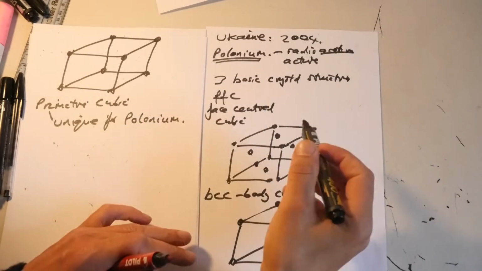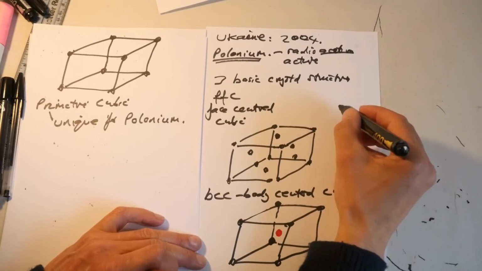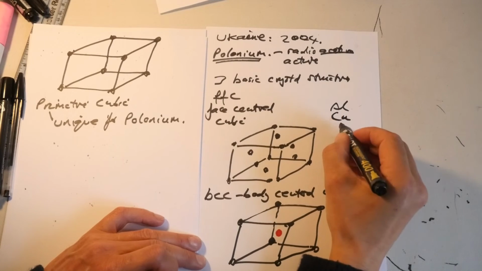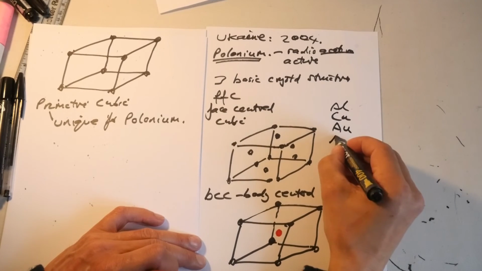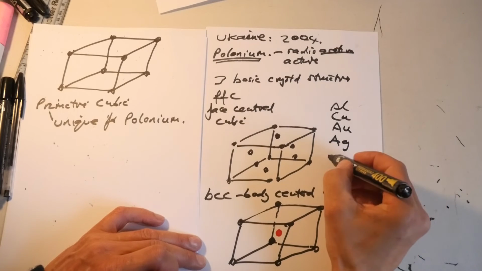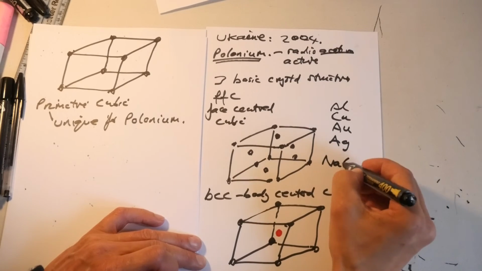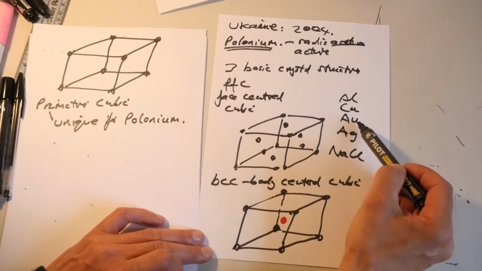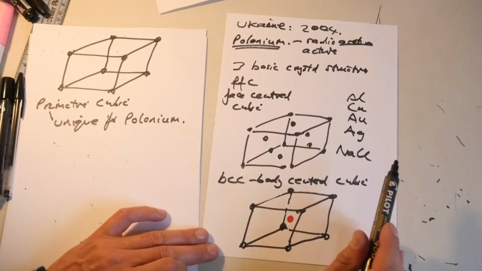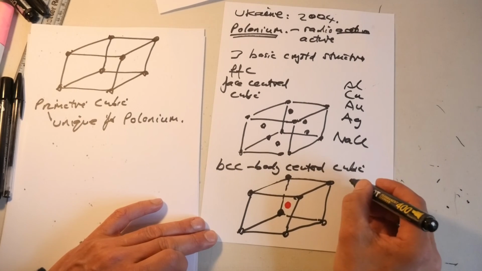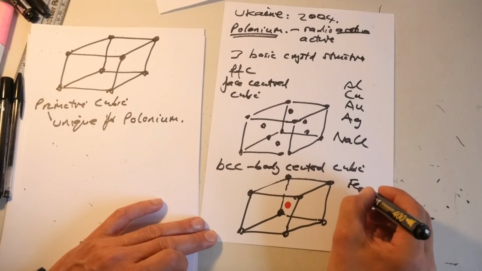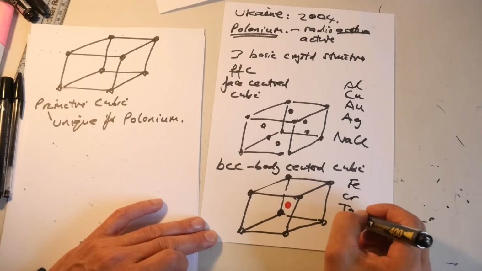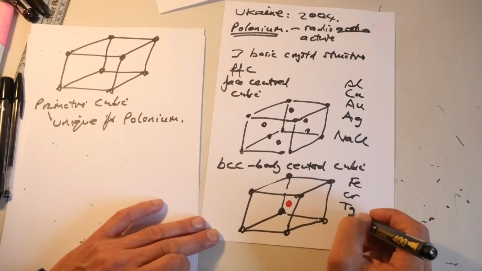Okay. Face center cubics also includes aluminium and copper and gold and silver. Okay, and also your salt you sprinkle in food, sodium chloride. So that's face center cubic: aluminium, copper, gold, silver, and salt. Body center cubic includes iron, okay, and chromium and tungsten, okay.